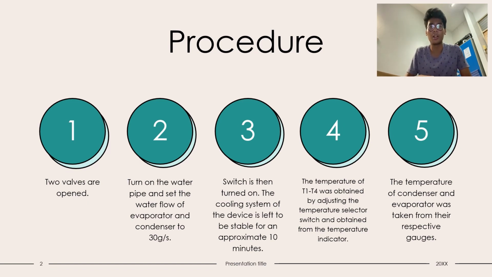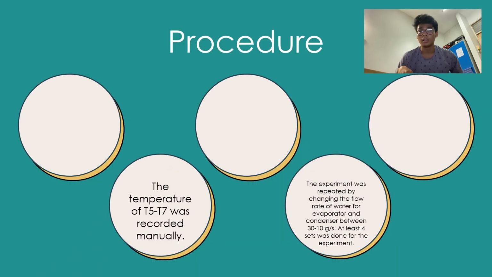Fourth, the temperatures T1 to T4 were obtained by adjusting the temperature selector switch and reading from the temperature indicator. Next, the temperatures of the condenser and evaporator were taken from their respective gauges. Sixth, the temperatures T5 and T7 were recorded manually.